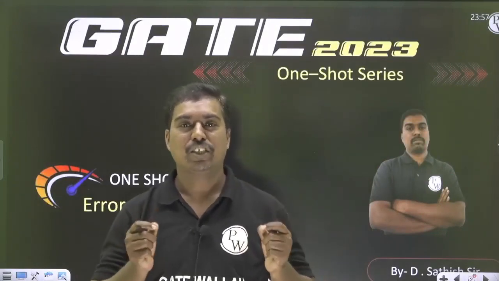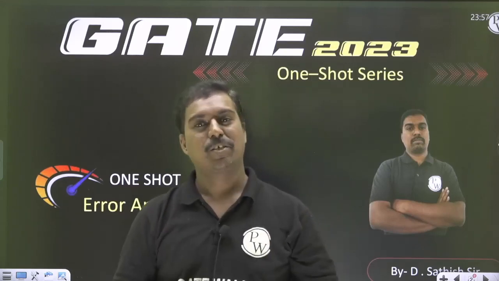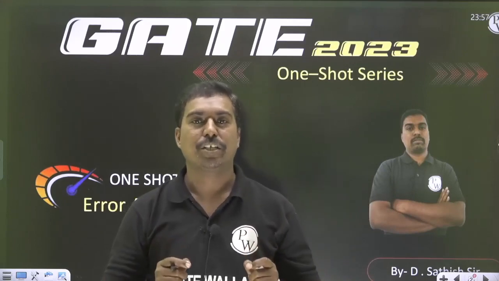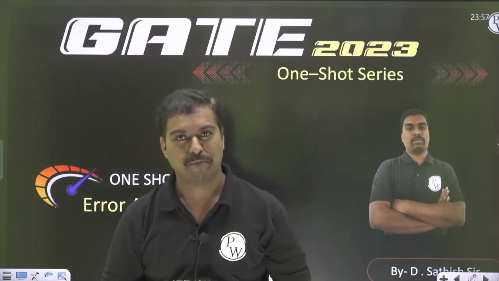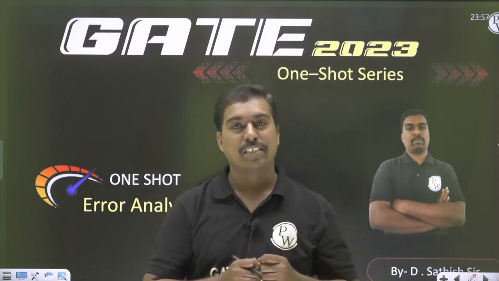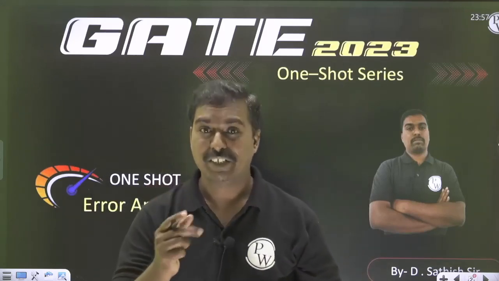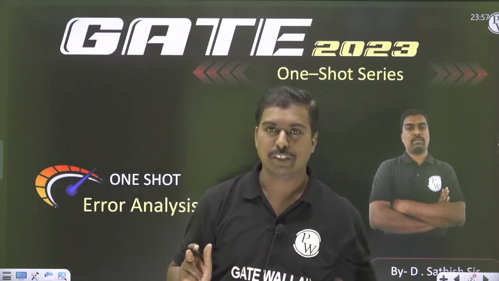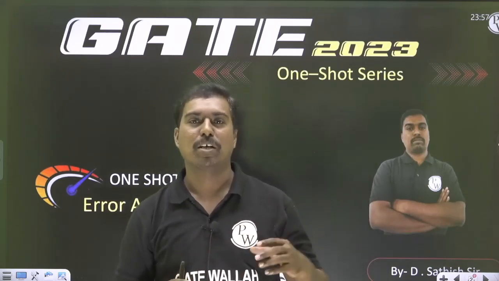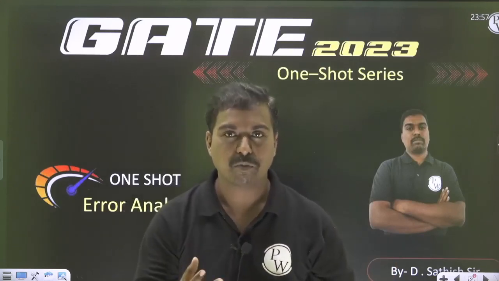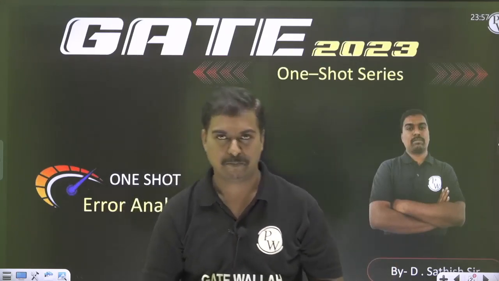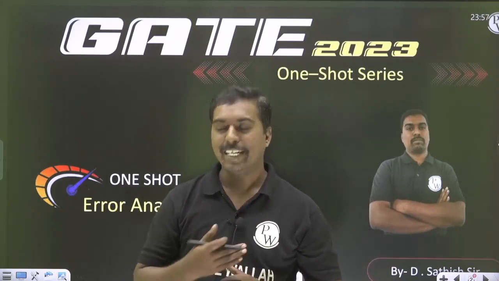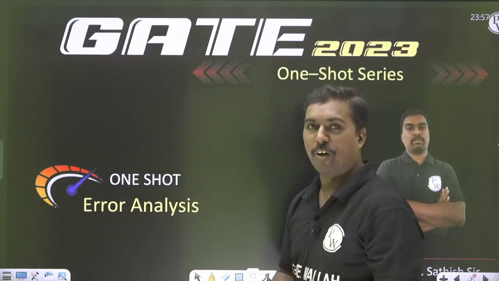Welcome to lecture 2 of the one-shot series of electrical measurements, which is a common subject for both electrical engineering and instrumentation engineering students. Last lecture we discussed bridges, DC bridges and AC bridges. In one short lecture I gave you some model problems on Wheatstone bridge and some theoretical questions on AC bridges. After thorough completion of the bridges, now we are moving to the next chapter, that is error analysis.